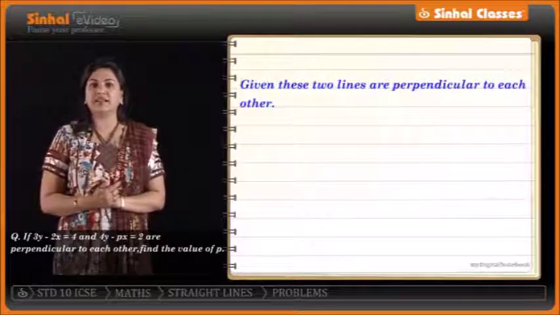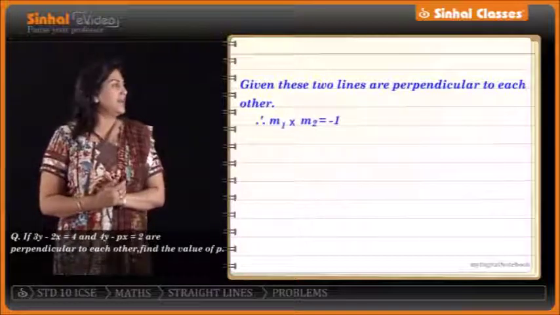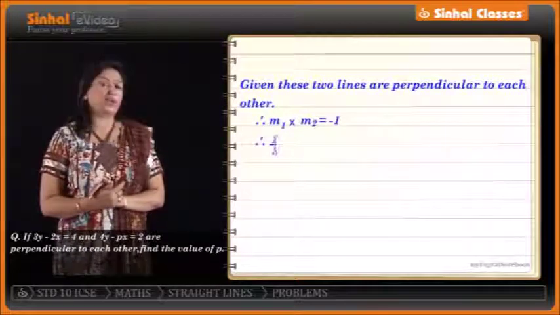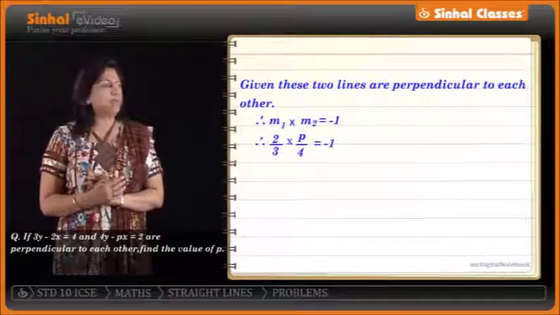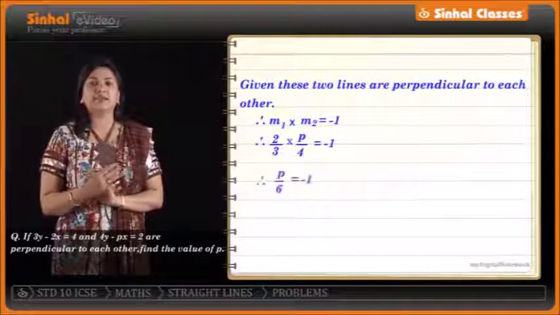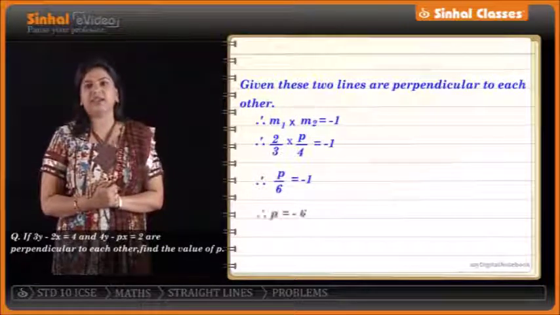Now, they are perpendicular lines. So, the product of their slopes is minus 1. That is, 2 upon 3 into p upon 4 is equal to minus 1. We simplify and get p upon 6 is equal to minus 1. That is, p is equal to minus 6.